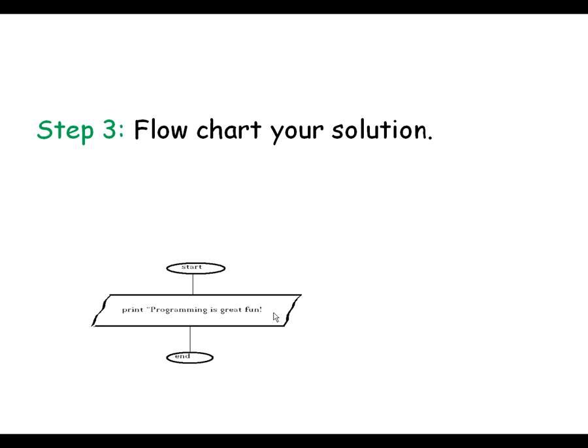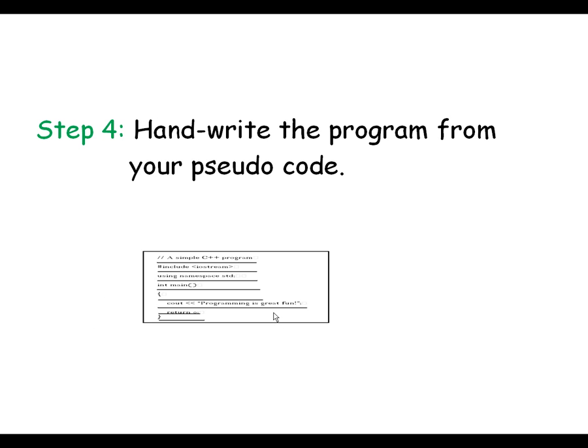Step 3, develop your flowchart for your solution. Use pictorial symbols to show where your program starts, what series of steps of instruction it takes, and where it ends. You can use Visio to develop a nice flowchart solution.